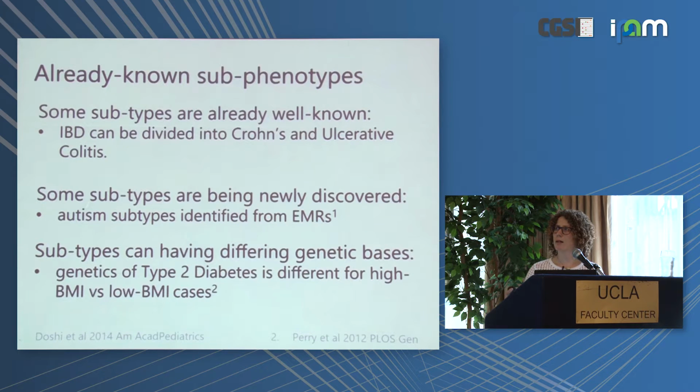There are some examples, as I mentioned, where some subtypes are already known. IBD can be divided into Crohn's and ulcerative colitis. And people are now using electronic medical records and seeing subtypes in autism. And type 2 diabetes is increasingly emerging as a set of diseases. One example here, an older one, is BMI. If you have high versus low, you have 2 different kinds of diabetes.